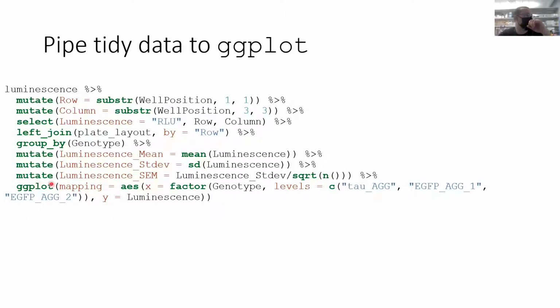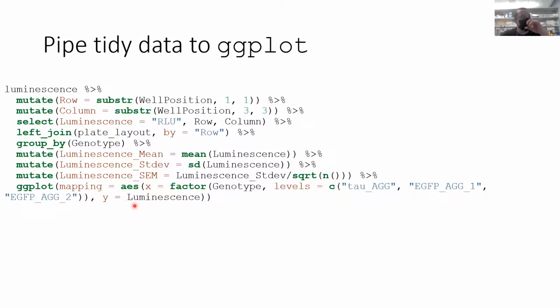So ggplot, X is a factor of the genotype because genotypes aren't intermediate. You're one of these three genotypes, and that's it. So we make a factor out of the genotype column, and we specify the levels. We call them tau-ag, EGFPAG1, EGFPAG2. And on the Y, we're going to plot the luminescence.